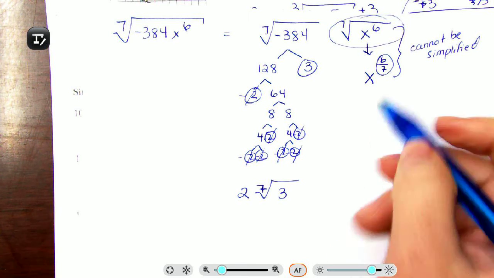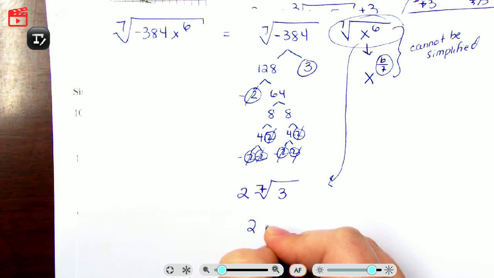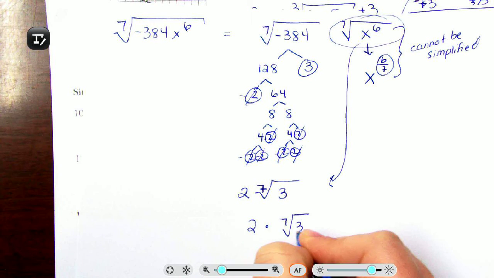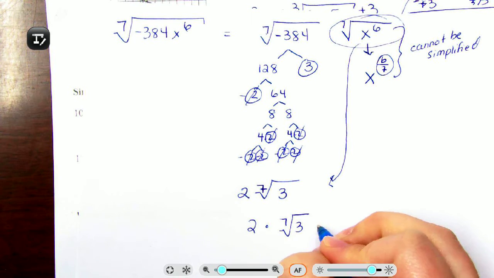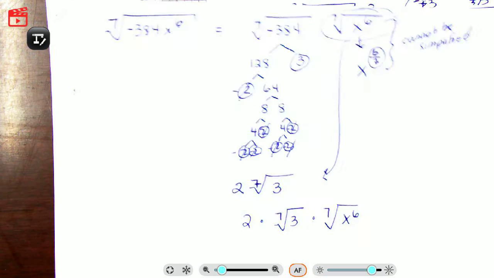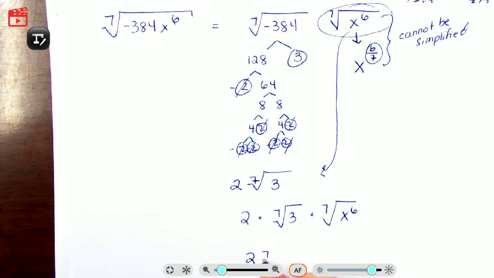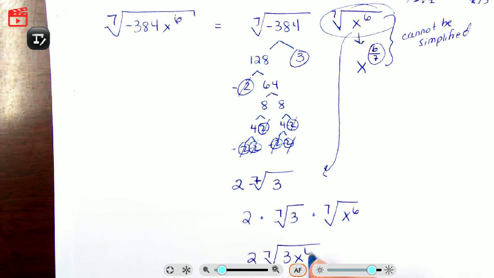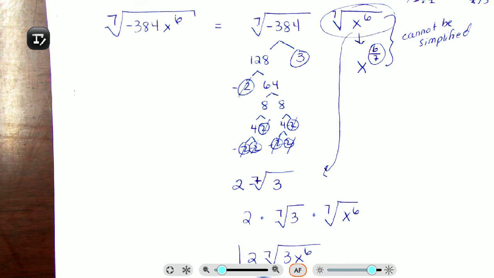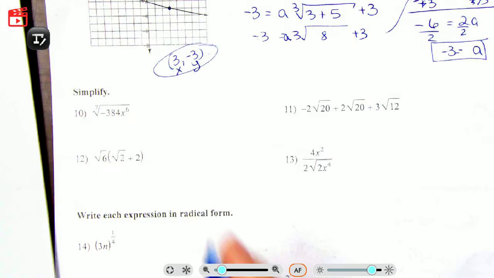Okay, so remember how this was left over? So we have to bring that in. So now we have 2 times 7 root 3 times 7 root x to the 6. Again, product rule. So we have 2, 7 root 3 x to the 6th power as our simplified answer. So I'm going to just write our answer here.